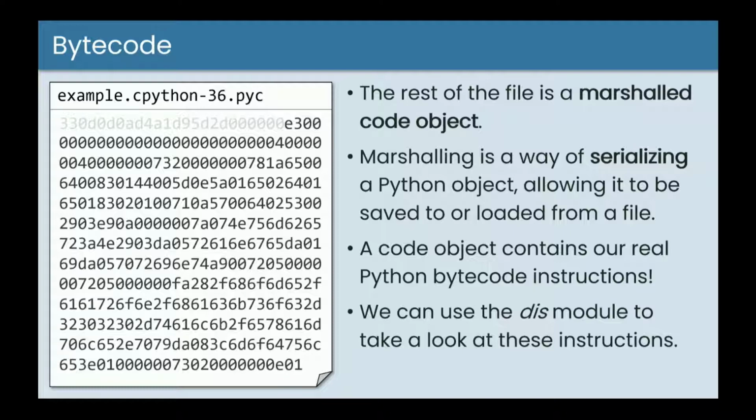Here, we're not marshalling just a list or a dictionary, though. We're marshalling an actual code object with our bytecode instructions inside. Python is so object-oriented to its core that even the bytecode it uses to execute is effectively an object. So inside this code object are our real bytecode instructions. We still can't read them like this, but fortunately there's a module built into the Python interpreter called dis, for disassembly, which will show them in a much prettier manner.